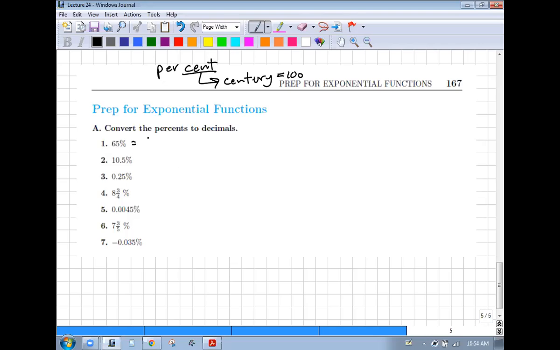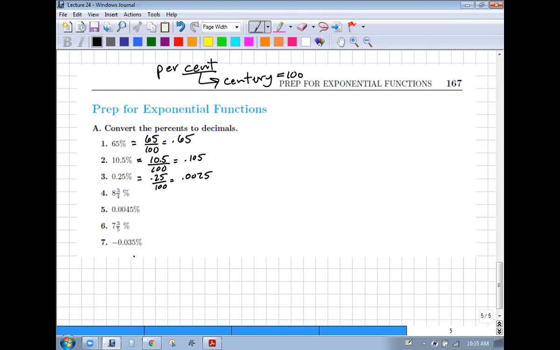So when they say 65%, they mean 65 per century or 0.65. When you convert a percent to a decimal, you're simply moving the decimal to the left twice. So this one would be 10.5 per 100, so this would be 0.105. 0.25% is 0.25 per 100, so this would be 0.0025.